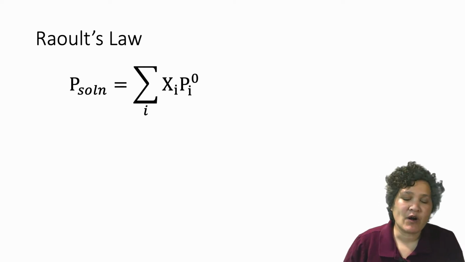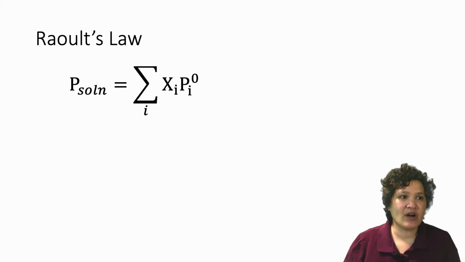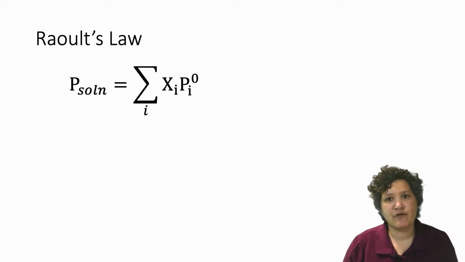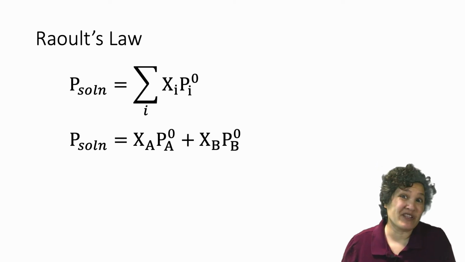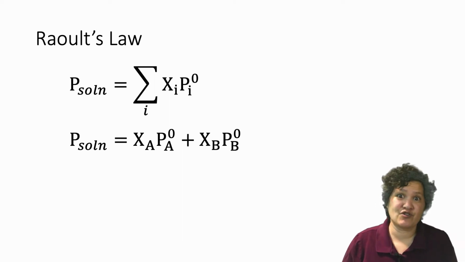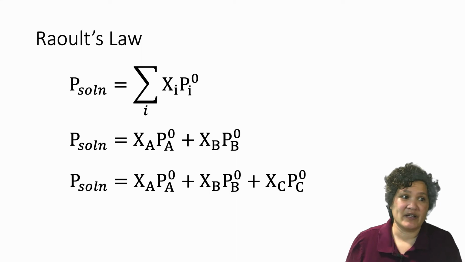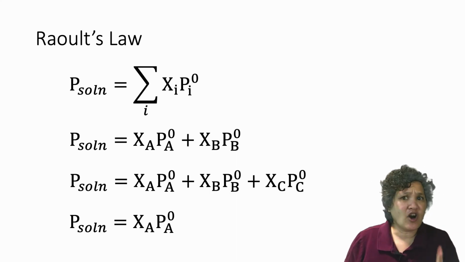And so you will see Raoult's law written multiple ways, but they all come back to the same basic formula. So for example, if you have two volatile components, you might see a form of Raoult's law that looks like this. That's because we're doing two different calculations and we're adding those two calculations together, right? We could put 3 and then we're going to do 3 calculations. We can also do 1. And you might say, 1? Why would we do a calculation for 1?